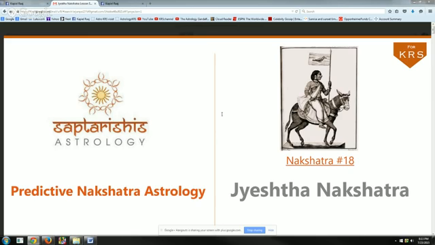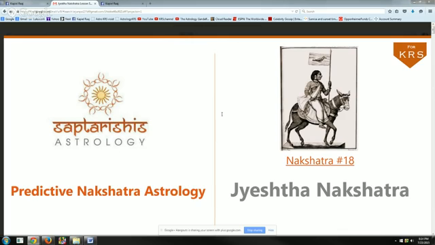Now, Jyeshtha, in many texts, is also called Nairuti. Nairuti is a goblin of the southwest direction, and she is also associated with Mula Nakshatra, which is the next nakshatra to Jyeshtha. Now, when you talk about the Ganga, the river Ganges, she's also called the eldest amongst all the rivers. So she's called the Jyeshtha.